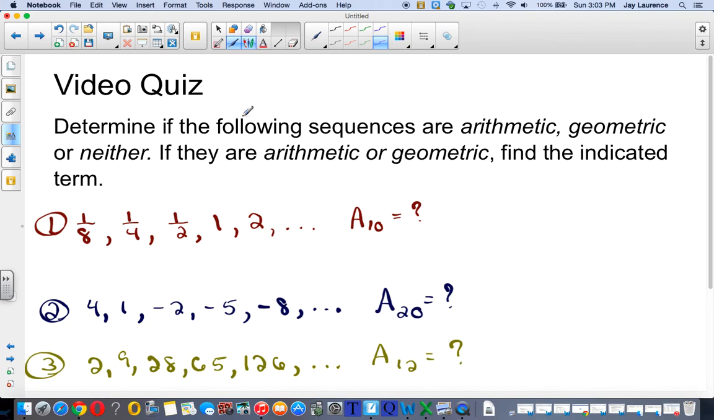Then, if it is arithmetic or geometric, then you need to go ahead and find the indicated term. And you see on problem 1, I want to find a sub 10. Problem 2, I want you to find a sub 20. And problem 3, I want you to find a sub 12. Okay? Now, if you just write down neither for all of them without any work, you're not getting credit. You've got to show me how you know it's neither. Okay? So go find those differences or possibly the ratio.